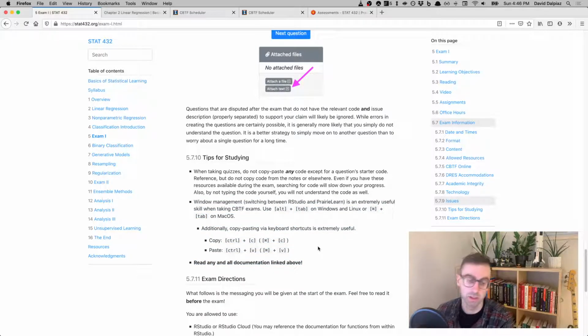So obviously, you should be familiar with the quizzes now, but you should start to get really good at the process of looking at the question, going to R, and then bringing your answer back to Prairie Learn. So if you're not good at window management, like switching between two windows with Alt-Tab, if you don't know the keyboard shortcuts for copy pasting, I would learn those and get using them because it'll speed things up. Not that I think time is going to be a problem on the exam, but every little bit helps.